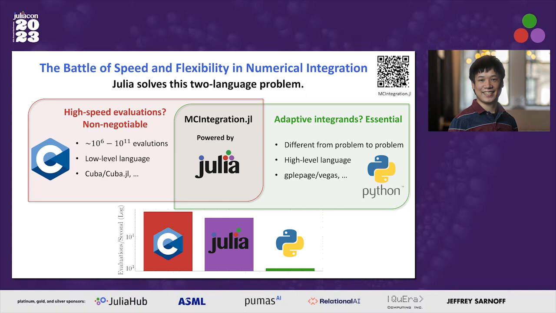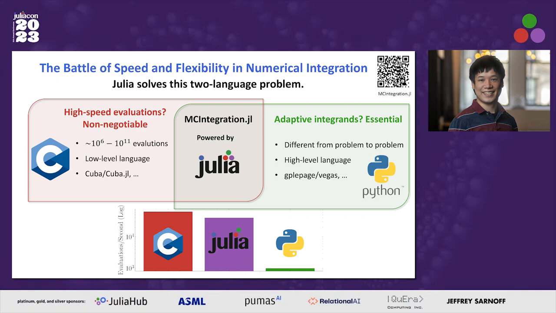For all packages existing in the market, they either focus on performance speed or they focus on flexibility. Thanks to the features of Julia, we can kill two birds with one stone. We did a benchmark by evaluating dozens of integrals, and we find the performance of our package can compete with a similar package in C without sacrificing flexibility.